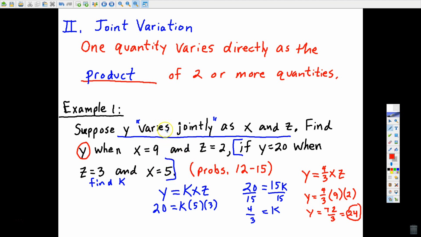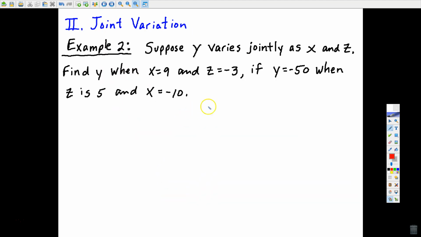You'll use this same process every time you see the words varies jointly. It's just multiplication by 2 variables instead of 1. Okay, let's try another one of those.